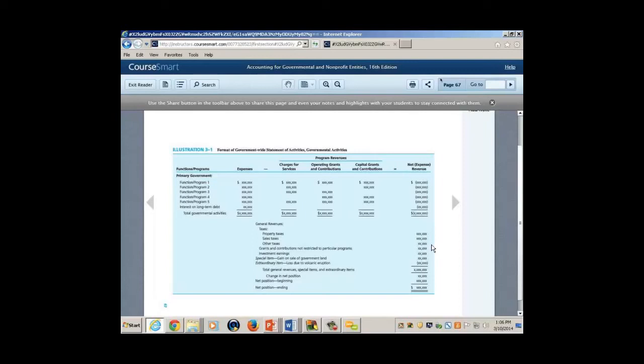Then you have special item and extraordinary item. Just hold on to that for a moment. I'll talk to you about that a little bit later. And basically, by adding the net expense number to the total general revenue, you come up with something called a change in net position. Plus the net position at the beginning gives you the net position at the end. So this is the format I like you to keep in mind.